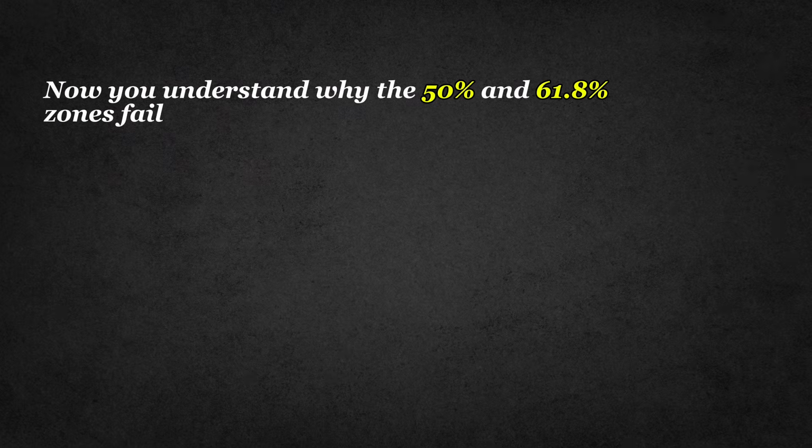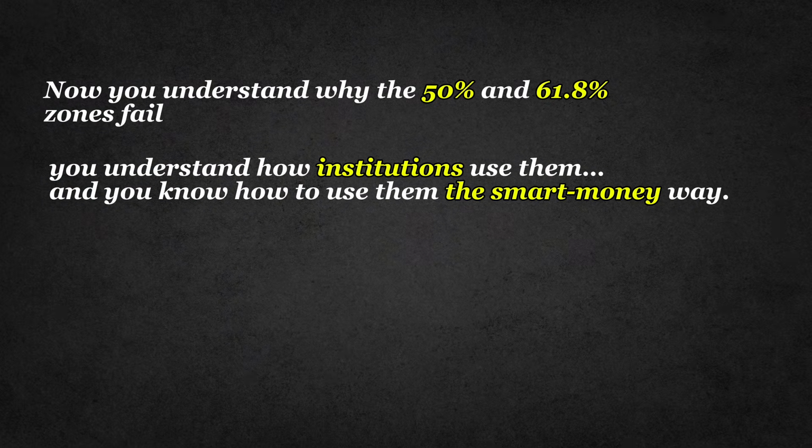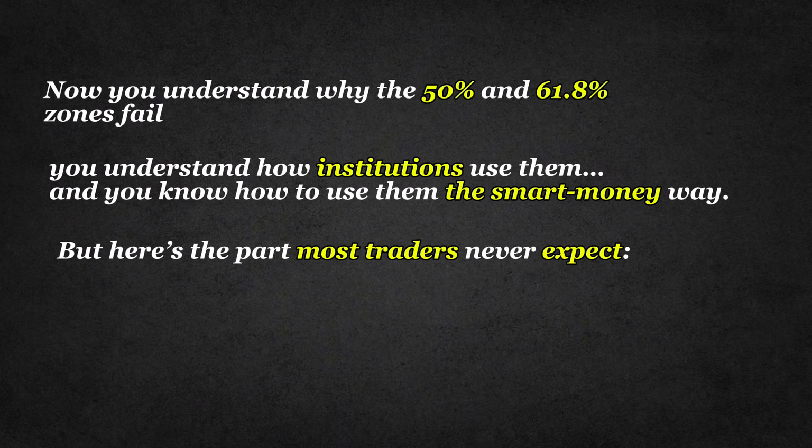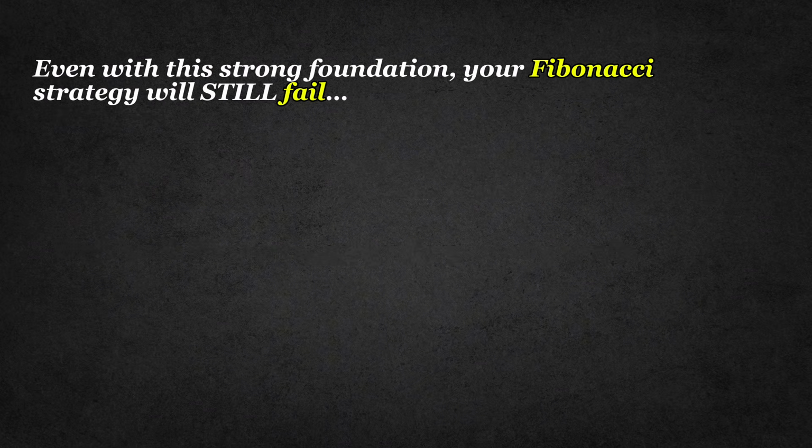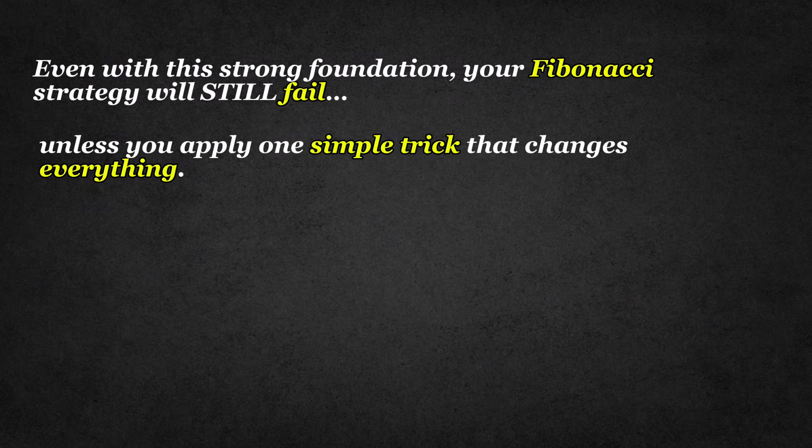Now you understand why the 50% and 61.8% zones fail, you understand how institutions use them, and you know how to use them the smart money way. But here's the part most traders never expect. Even with this strong foundation, your Fibonacci strategy will still fail unless you apply one simple trick that changes everything.